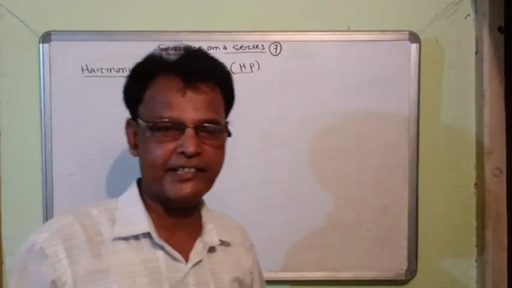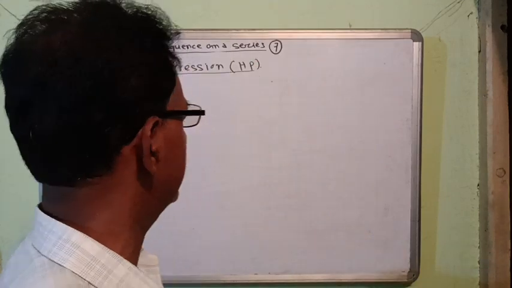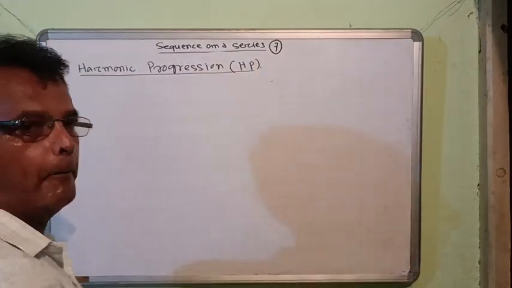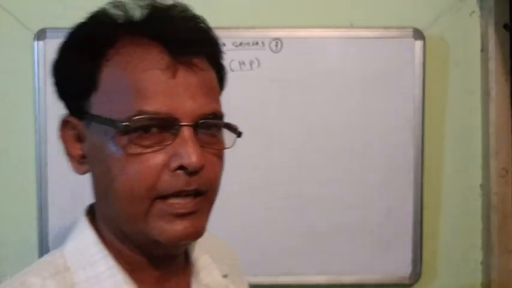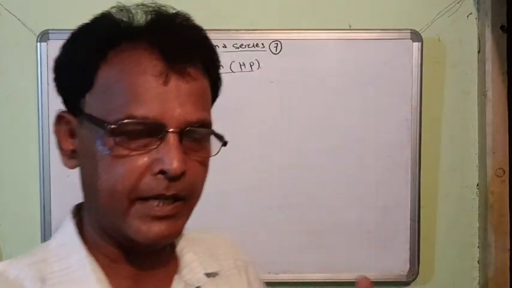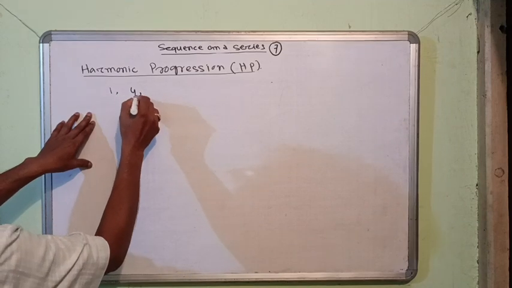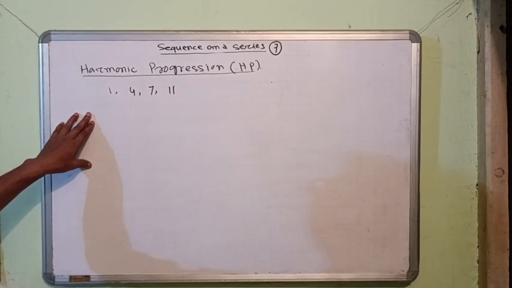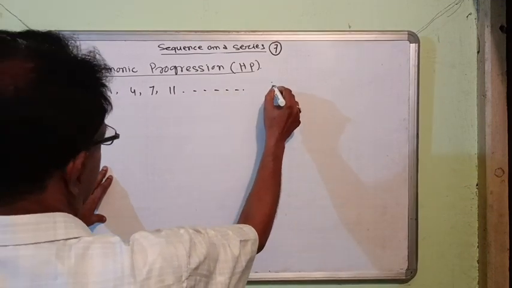Next we are going to discuss an important sequence which is known as the harmonic progression, or harmonic series. Harmonic series is generally denoted by HP. Now, what is the harmonic progression? Harmonic progression is nothing but the reciprocal of an AP series. Here, the reciprocal of each term in an AP series forms a harmonic progression. That is, suppose we consider 1, 4, 7, 11, and so on, which is an AP.